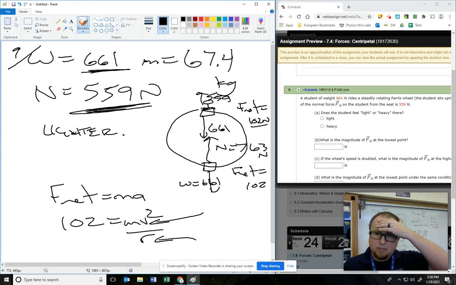Now, there's step one. Step two, part C. The wheel speeds double. I feel like it's just getting sloppy now. What's the magnitude of the what? Okay.